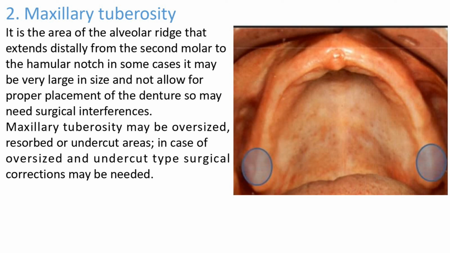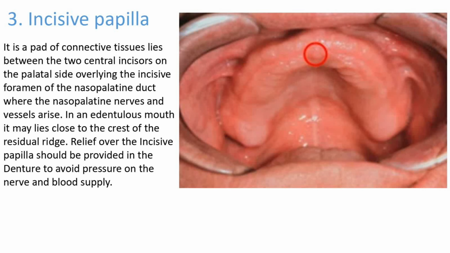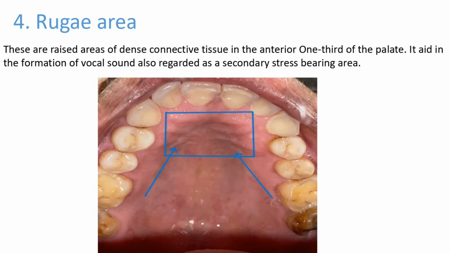3. Incisive papilla. It is a pad of connective tissue that lies between the two central incisors on the palatal side, overlying the incisive foramen of the nasopalatine duct, where the nasopalatine nerves and vessels arise. In an edentulous mouth, it may lie close to the crest of the residual ridge. Relief over the incisive papilla should be provided in the denture to avoid pressure on the nerve and blood supply.